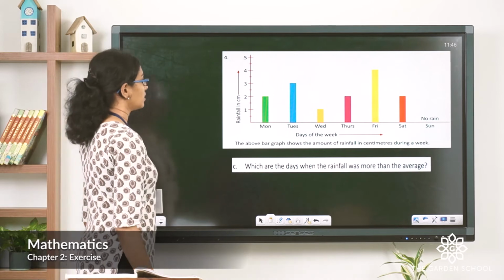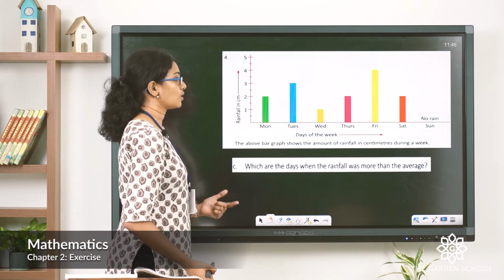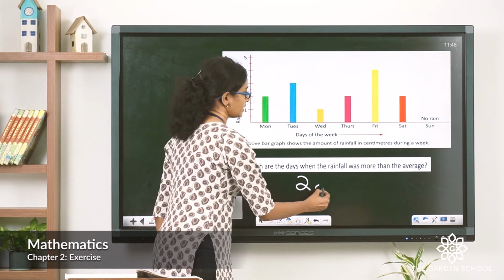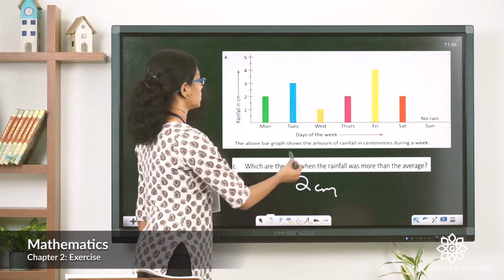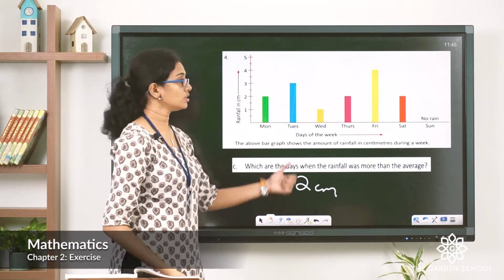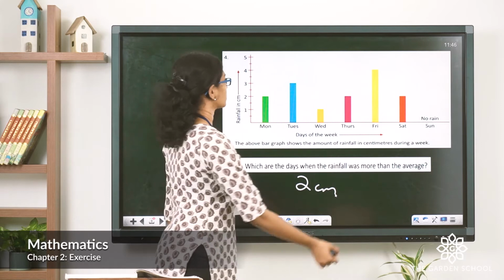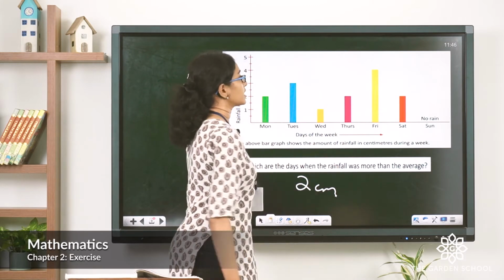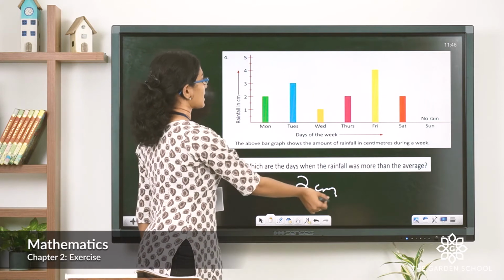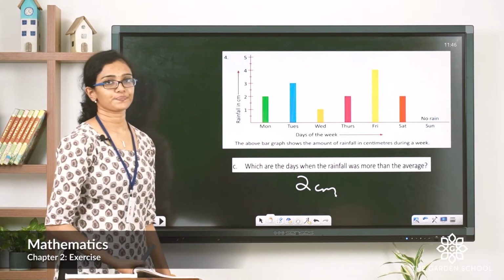Now, which are the days when the rainfall was more than the average? So the average rainfall was again 2 centimeters. So here on Tuesday we got more than the average rainfall, which is 3 centimeters, and on Friday it rained 4 centimeters. So which are the days? Tuesday and Friday.